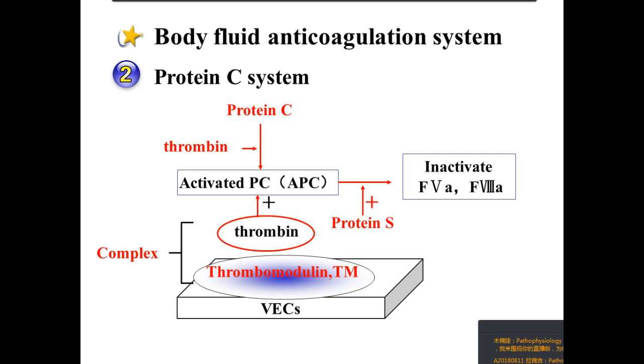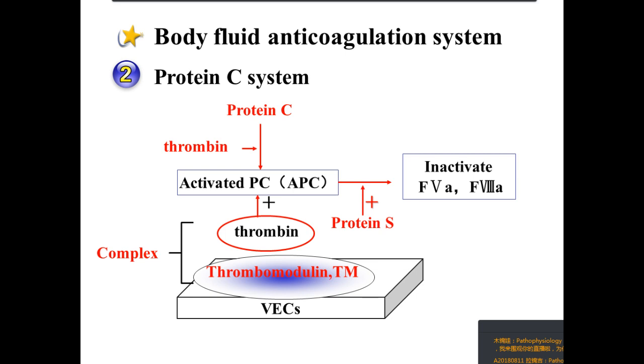Thrombin can stimulate protein C to form activated protein C. Activated protein C can inhibit the activity of coagulation factor 5 and factor 8, so activated protein C has anticoagulation function. Protein S can enhance the function of APC, so protein S also has anticoagulation function.